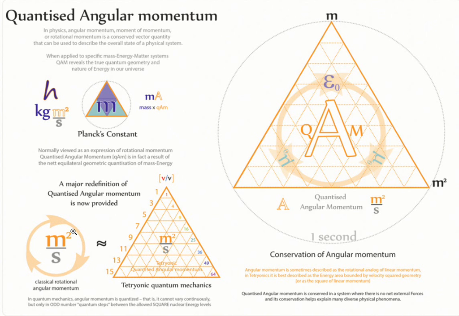But in fact, this rotation is not what's happening. At the quantum level in quantum mechanics, there is no vector rotation about a point for quantized angular momentum. It is simply an equilateral geometry.